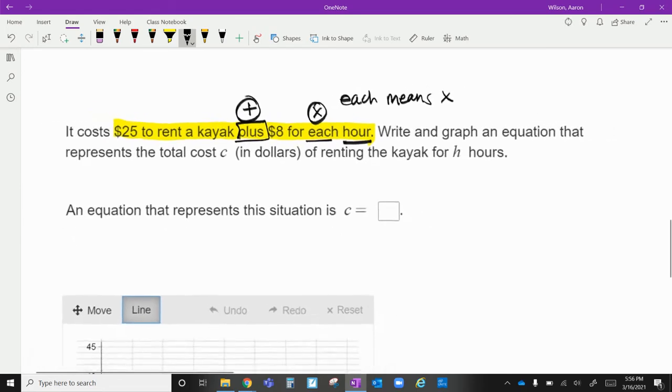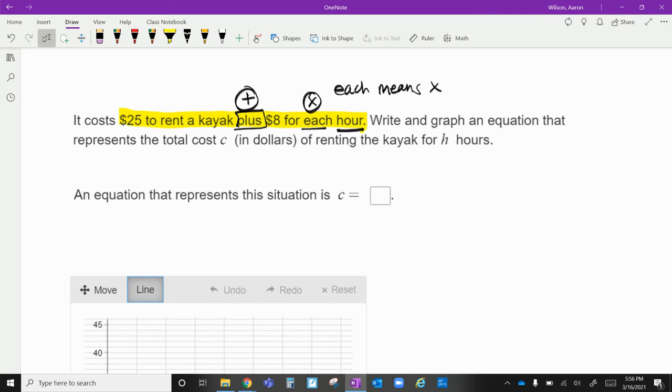Okay, so now they want us to write and graph an equation that represents the total cost C in dollars. So we have to start with C equals the total cost for renting a kayak for an unknown amount of hours, which is why they chose H for hours. So let's see here, $25 to start, right? Plus $8 for each hour. Well, that's 8 times H, and I could put 8 dot H, or I could simply squish them together and write 8H.